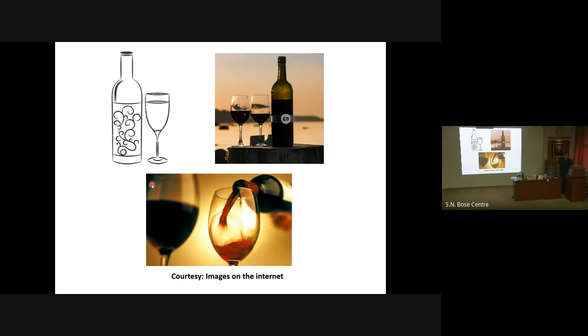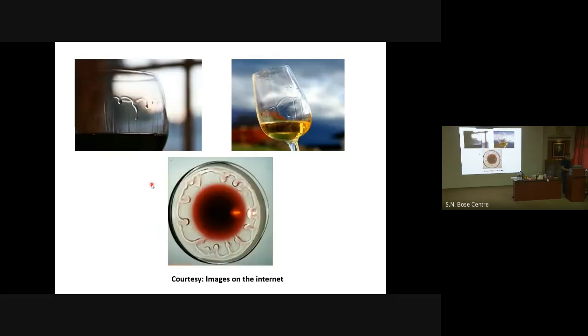And how do you do this is, I'm going to show through wine. Okay, so that's images from the internet. Wine shows something called the tears of wine. Any alcoholic drink shows that. And that's used to make this whole thing uniform. I'll talk about that. All right. These are known as tears of wine.